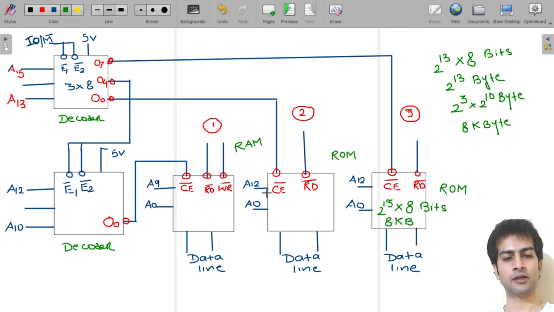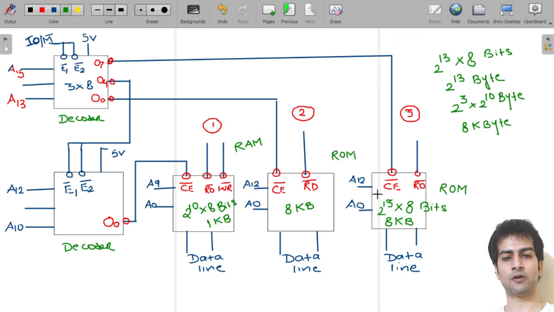So similarly, here also address lines A12 to A0 are connected, so this will also be 8 kilobyte. Here A9 to A0 are connected, meaning 2 to the power 10 cross 8 bits, so it will come out to be 1 kilobyte. So I think up to now it is clear.